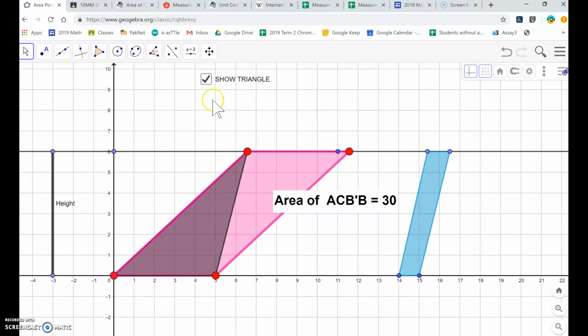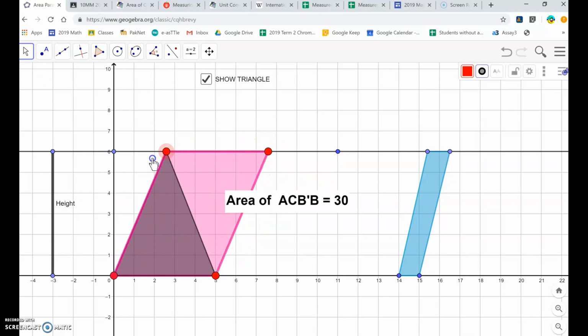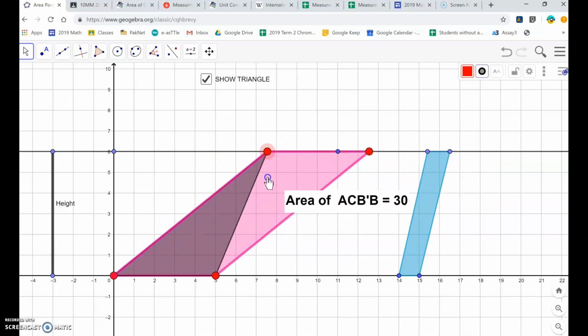They are the same area. So if I bring it back here, you can see quite clearly that one is half of the other and it still stays half. They've actually got rotational symmetry. You could get the midpoint there and rotate them around.